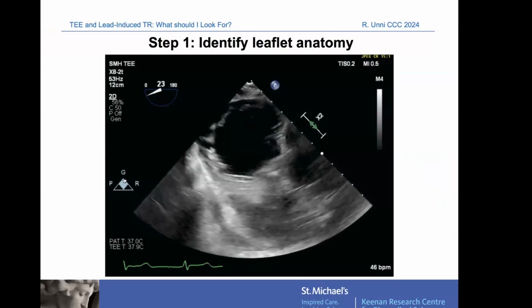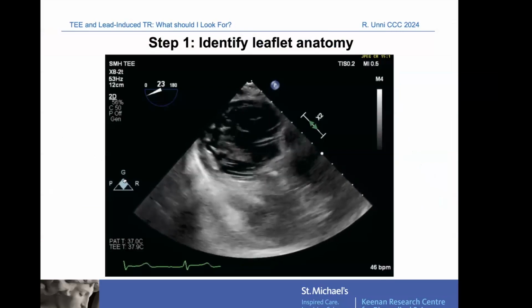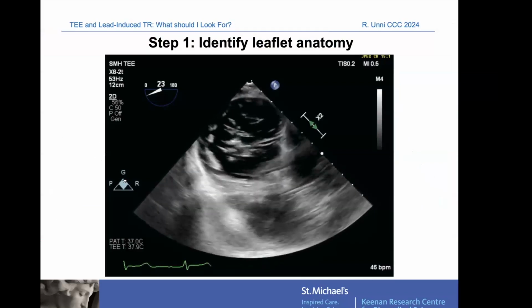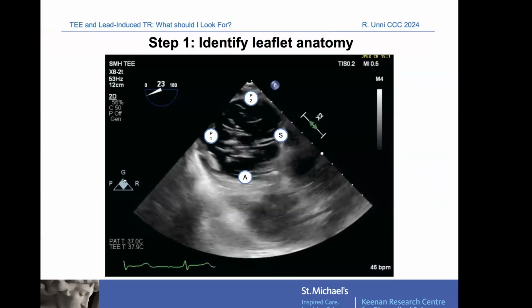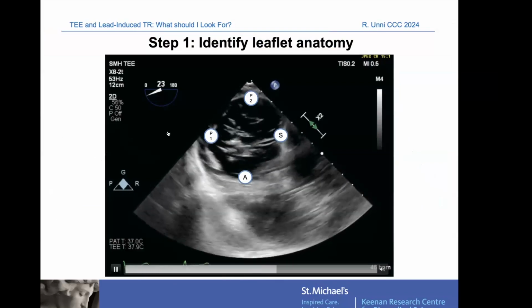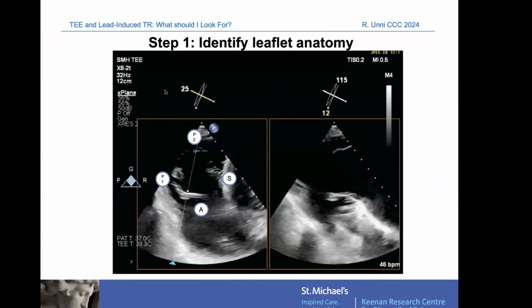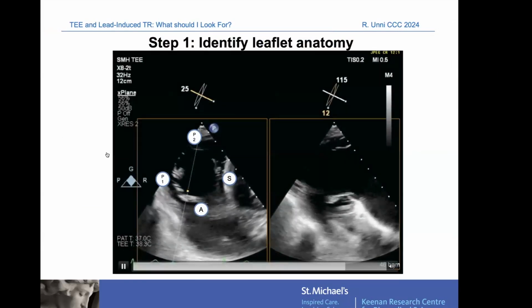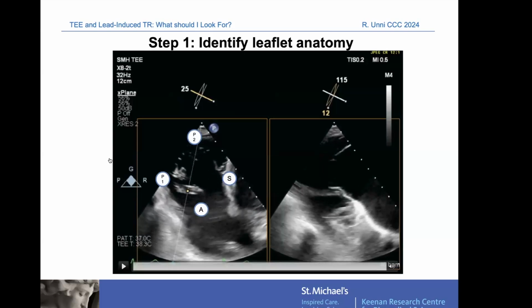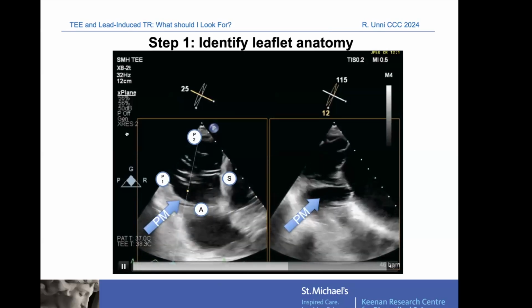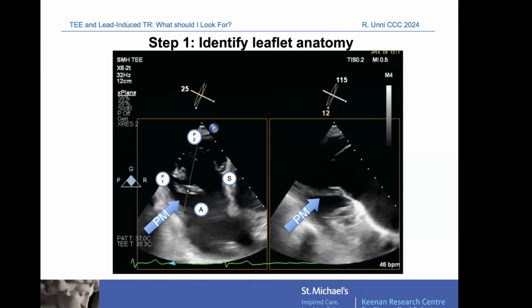So here's an example. Hopefully in the Zoom it's a relatively good frame rate out there, but you can see here that there are 4 leaflets: the anterior, the septal, and then we've defined these as P1 and P2. The reason we're calling them P1 and P2 is if you put an X-plane down through the anteroposterior commissure here, you can see there is your papillary muscle. So this is a type 3B tricuspid valve according to that configuration.